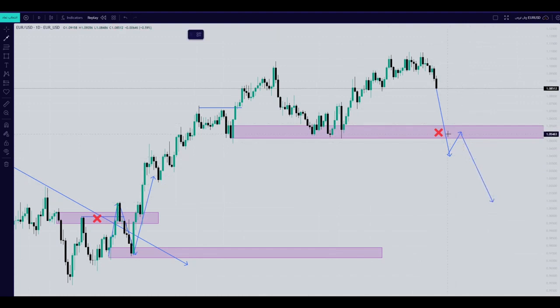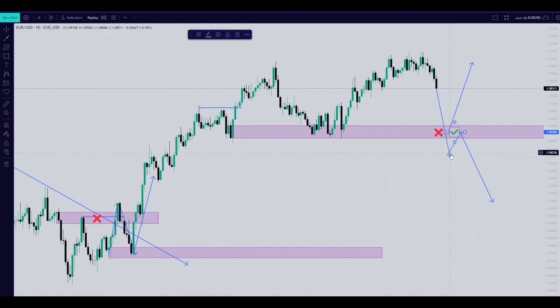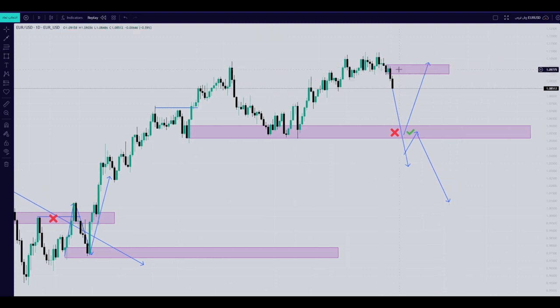But if it doesn't break the order block and it bounces back up, it would reveal that there are still buy orders left in here and the market has collected some buy orders here and it has gone up again. If this happens, it shows that the order block is still valid. If the price breaks this order block downwards, this here will become our first descending order block. This candlestick will turn into our first descending order block.